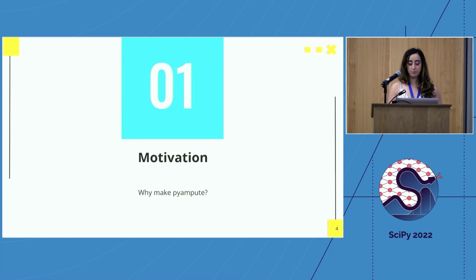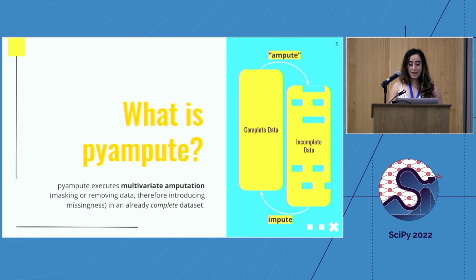So why make Pyampute? Well, first let's dive a little more into what Pyampute is. Pyampute executes a multivariate amputation. And what that means is that we'll be masking data or removing data and therefore introducing missingness. And we do that on a complete data set.